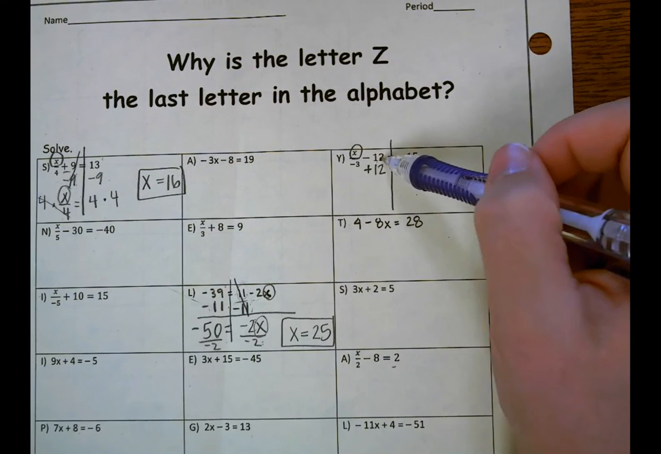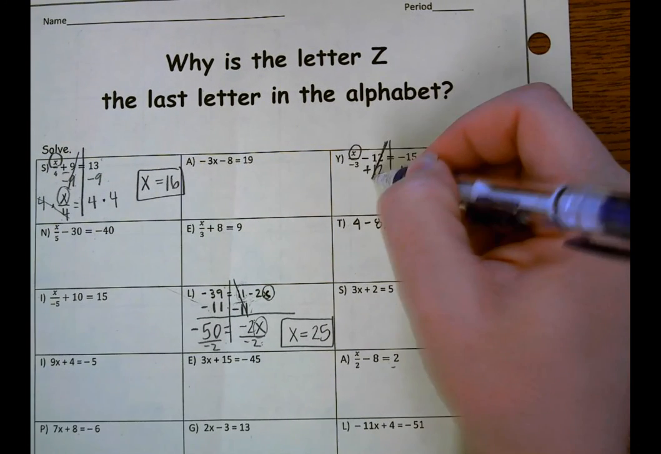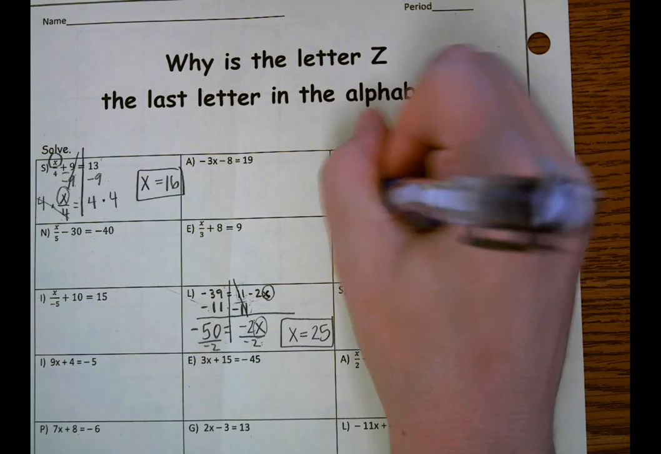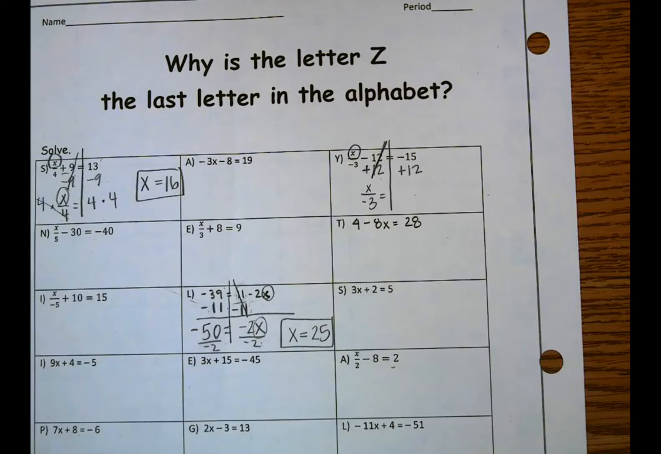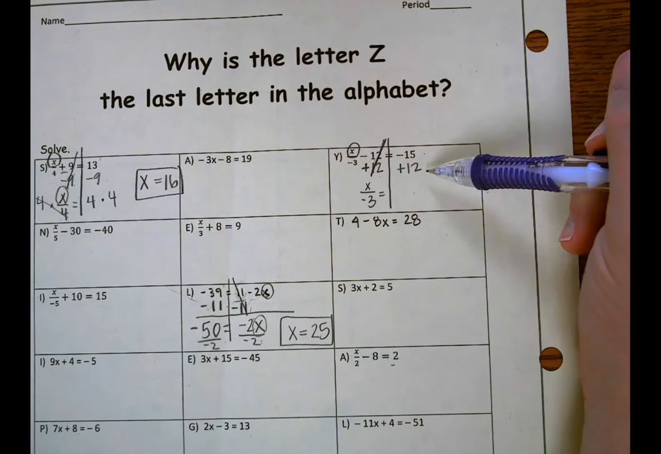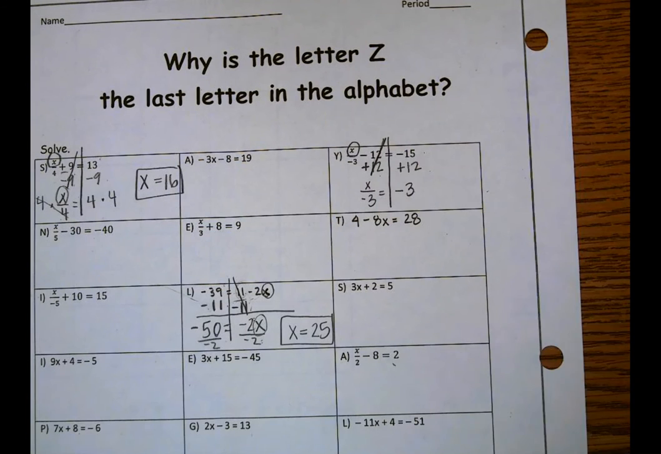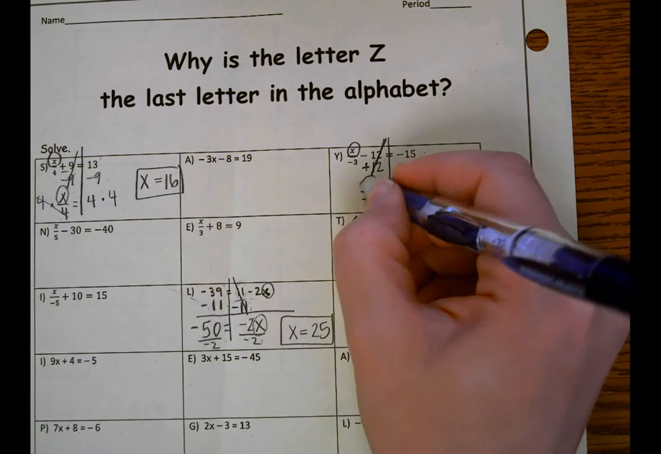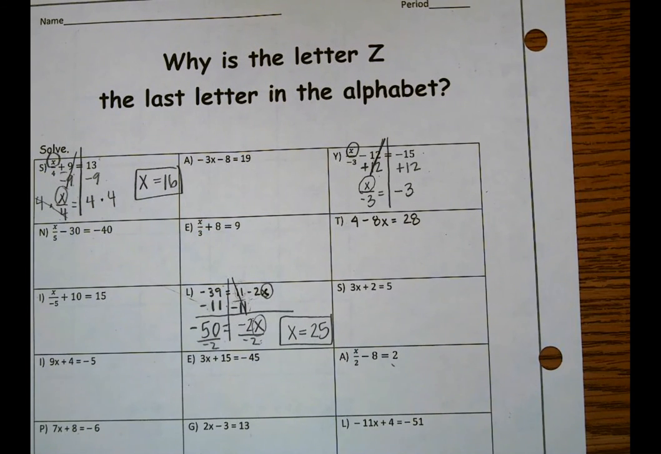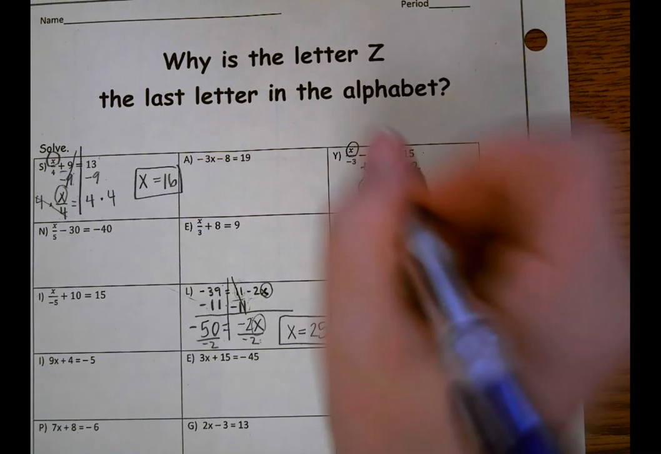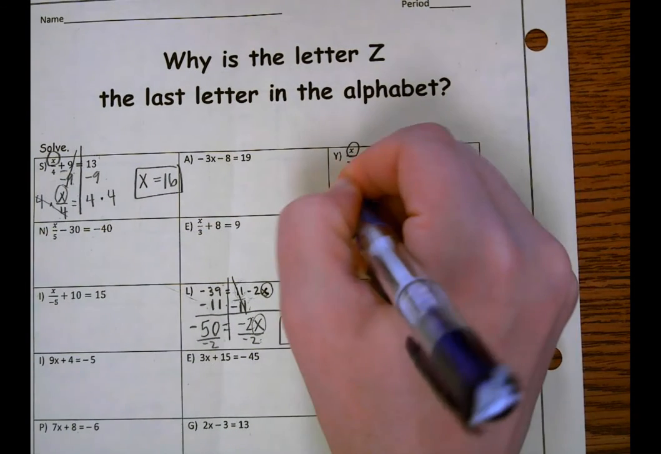That negative 12 and plus 12 cancel, leaving me with x over negative 3. And then negative 15 plus 12 would leave me with negative 3 on this side. So now I still have x I'm trying to get by itself. Divided by negative 3 equals negative 3. So to get rid of divided by negative 3, I have to multiply by negative 3.